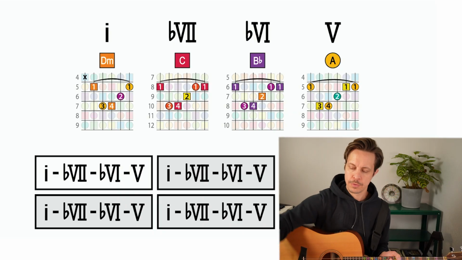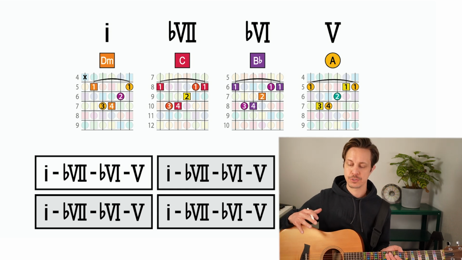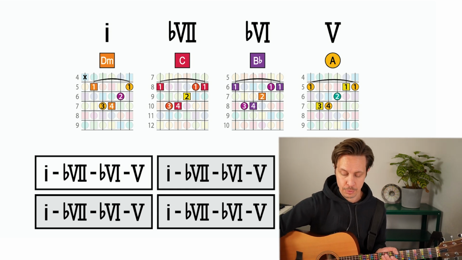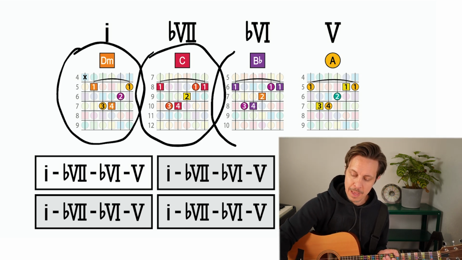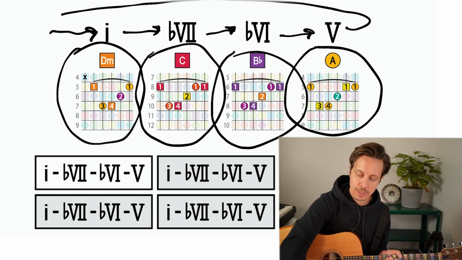In a nutshell, the progression is minor 1, flat major 7, flat major 6, and major 5. So in the key of D, for example, the chords are D minor, C major, B flat major, and A major, or minor 1 progressing to a flat major 7, flat major 6, major 5, and then the cycle repeats, beginning again.